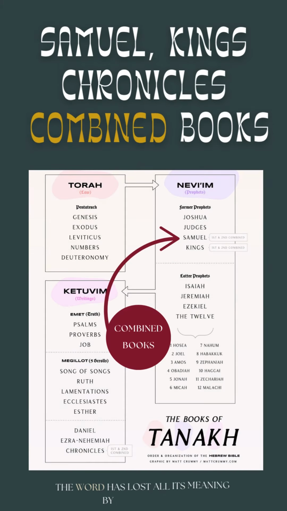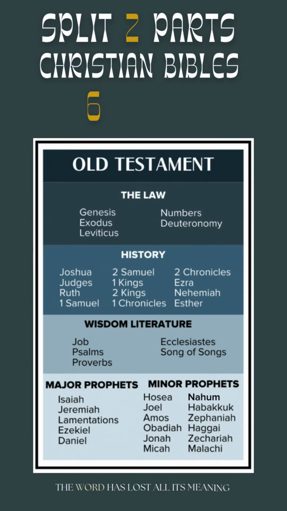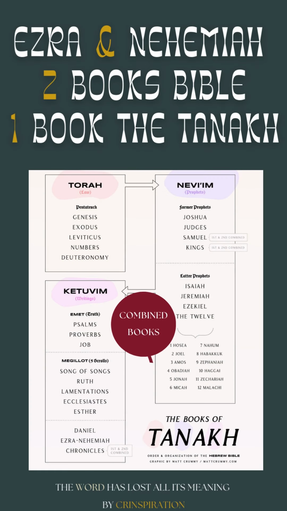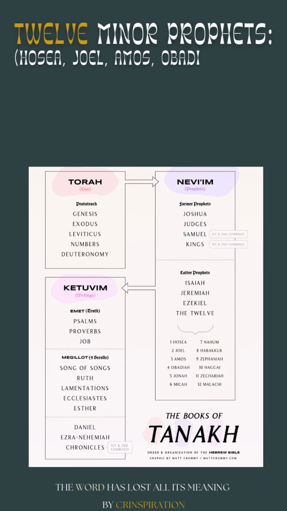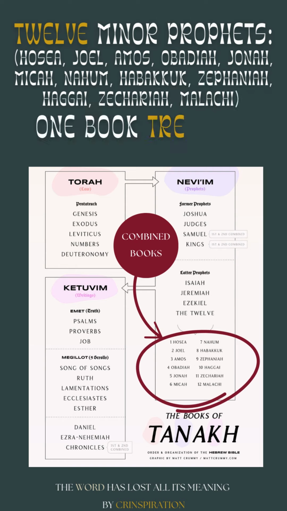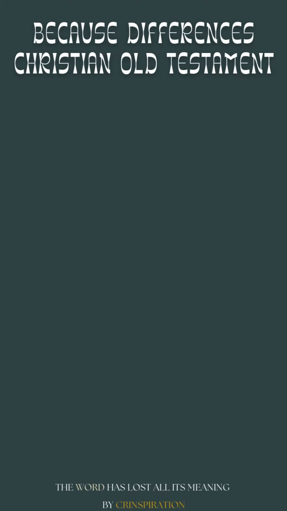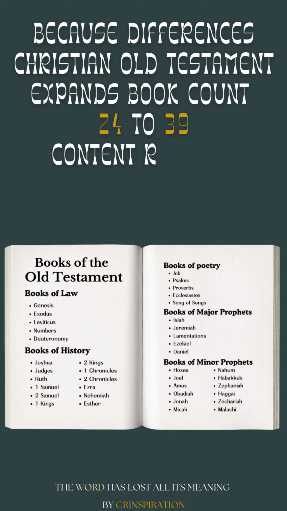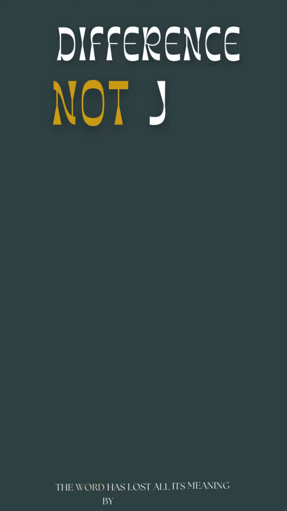The books like Samuel, Kings, and Chronicles are single books in the Tanakh but are split into 2 parts in the Christian Bibles, turning them into 6 books. Ezra and Nehemiah are 2 individual books in the Old Testament but are 1 book in the Tanakh. Also, the 12 minor prophet books from Hosea to Malachi are combined into 1 book in the Tanakh called Tre-Asar, but are treated as 12 separate books in the Old Testament. Because of these differences, the Christian Old Testament expands the book count from 24 to 39, even though the content remains largely the same. But the difference isn't just about the numbers.